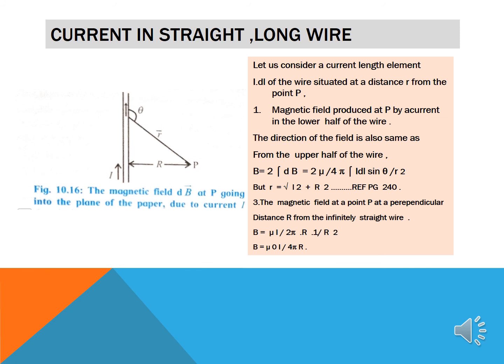Thus, the direction of the dB is given by the cross product of dl into r, which can be seen very clearly in the figure. This completes our topic for the current in a straight long wire.